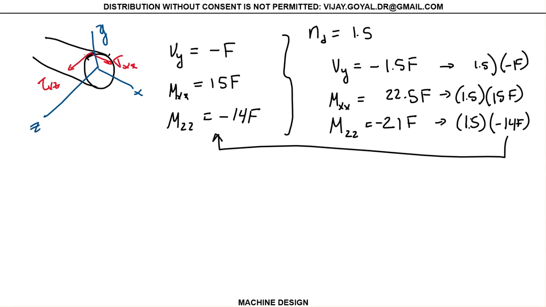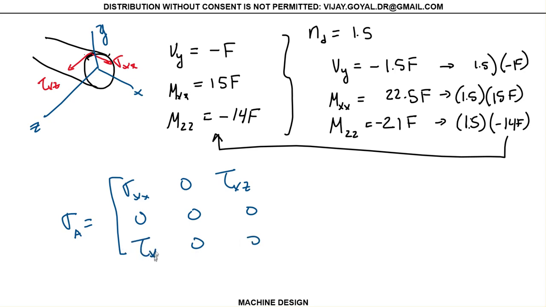Okay? So your state of stress then will be equal to sigma xx 0, tau xz 0, 0, 0, 0, 0, tau xz, okay? Where you have sigma xx will be equal to Mzz over z, and we already talked about that in the previous slides.